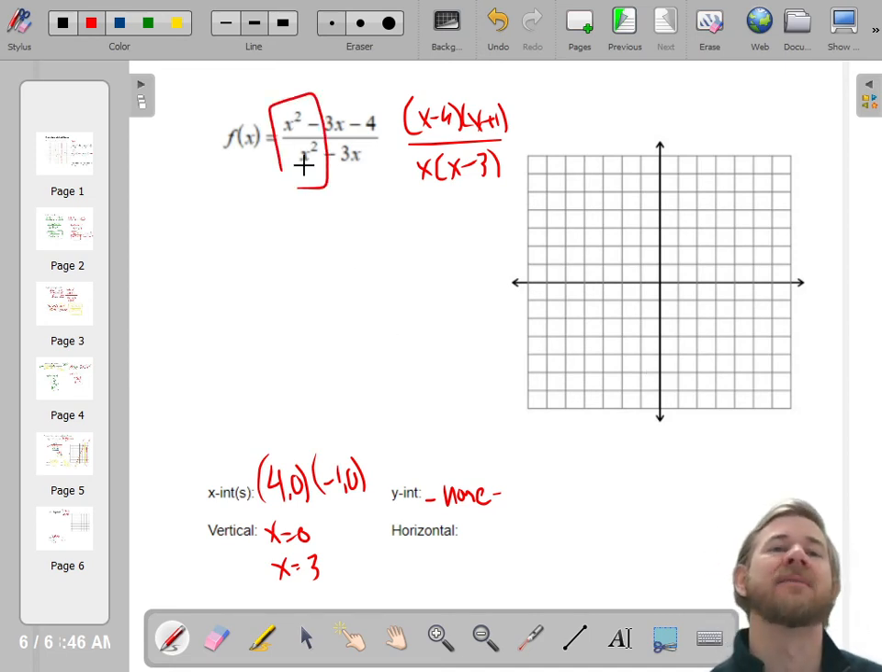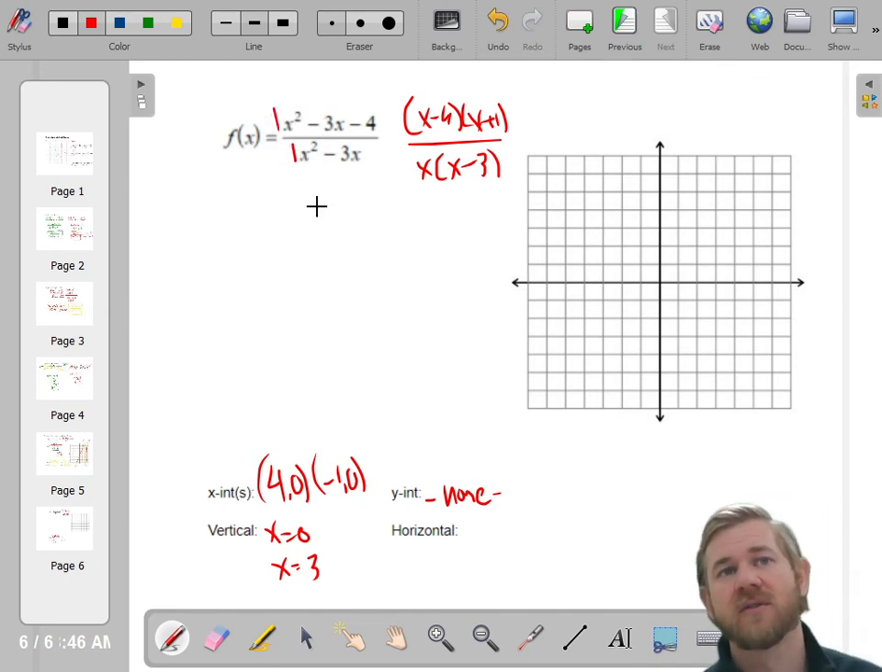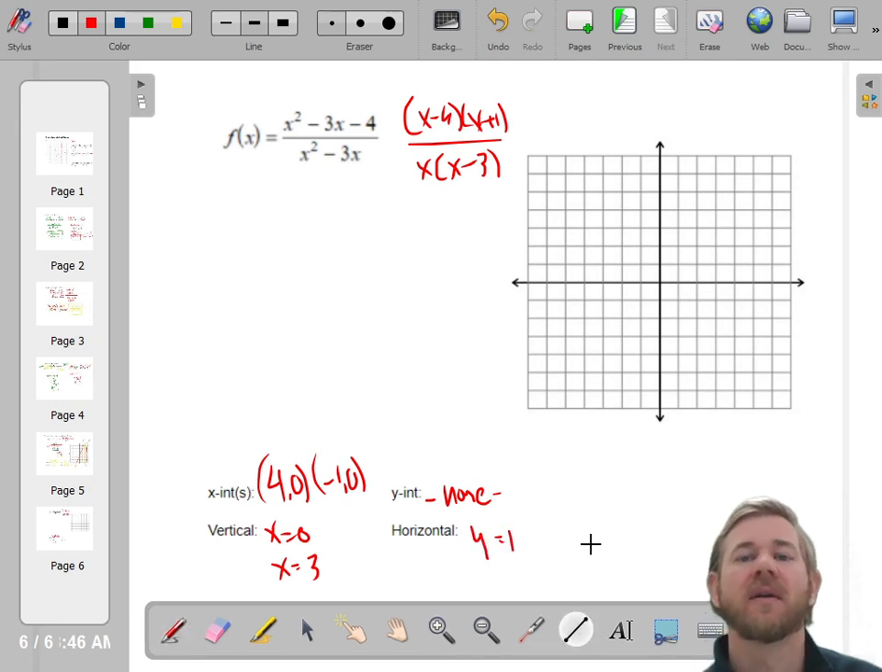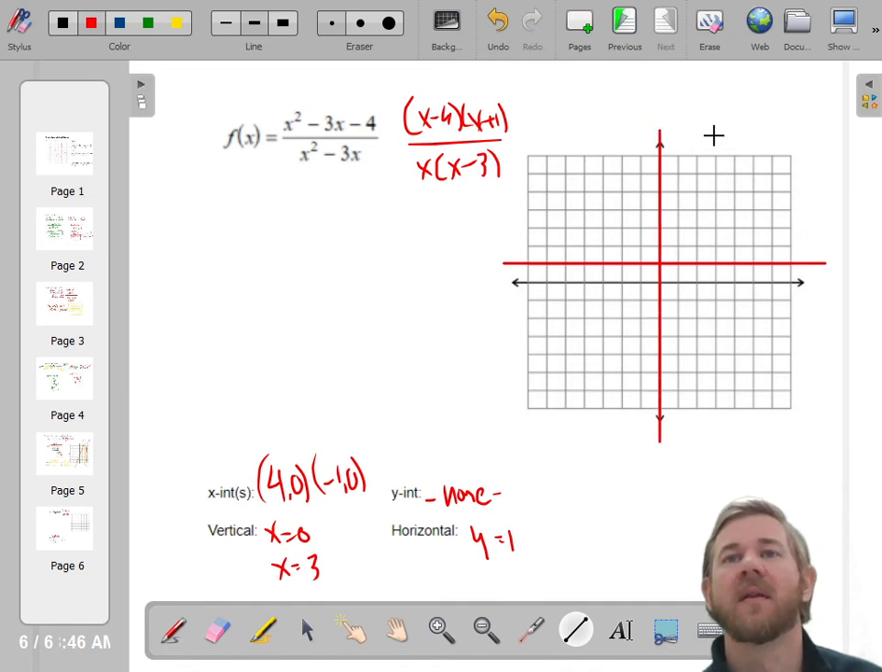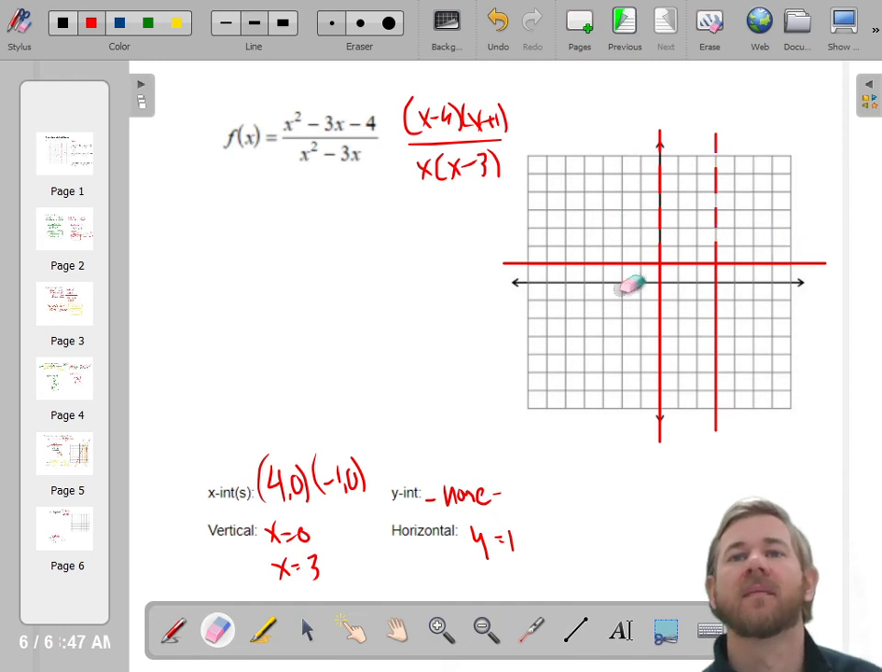Horizontal, they have the same degree. This is degree 2 and degree 2 in the bottom as well, so you divide their coefficients. 1 divided by 1 is 1. So let's draw it. 1, 0, 3. Okay.